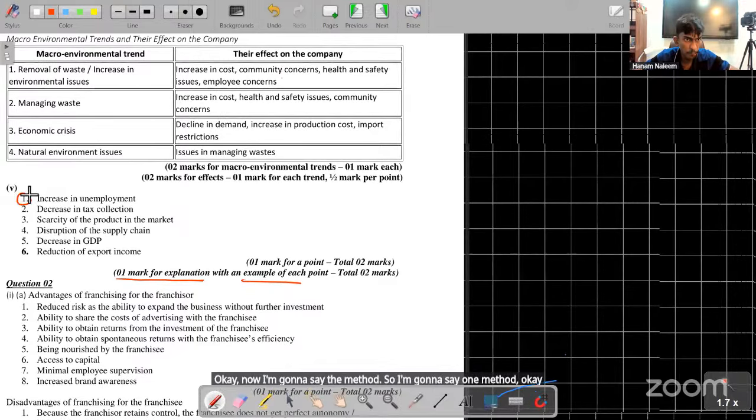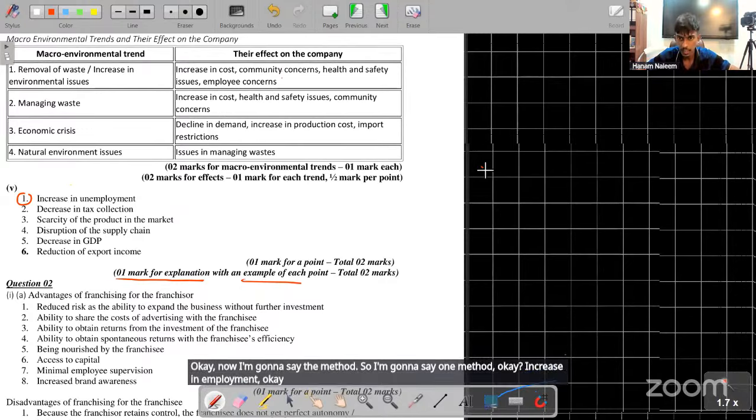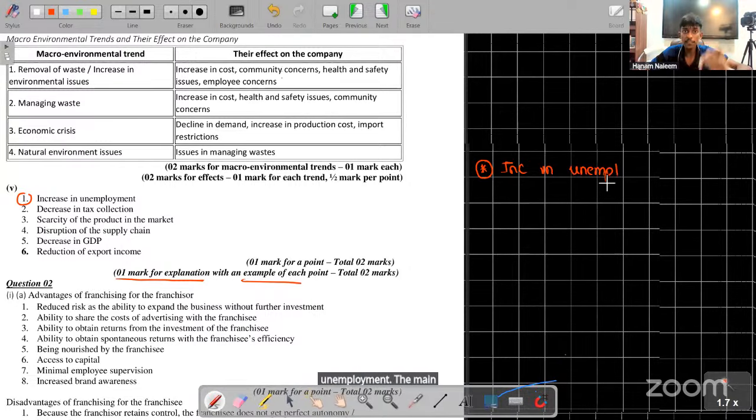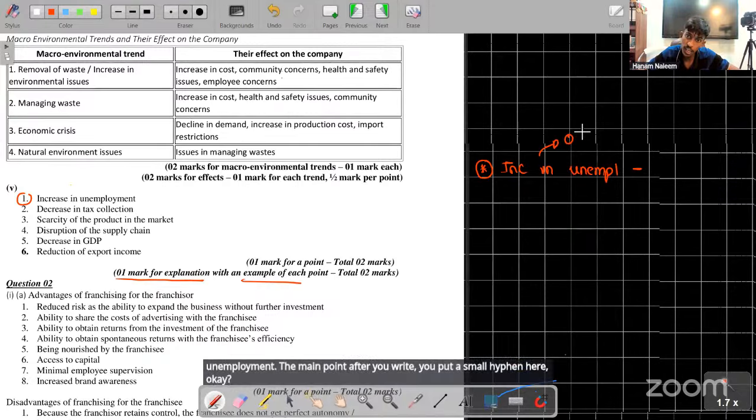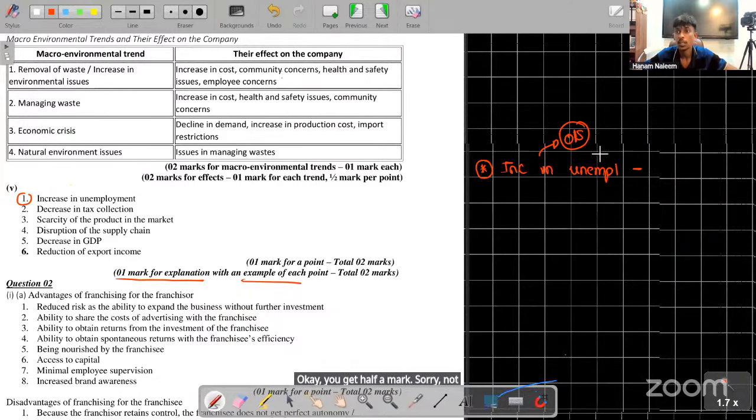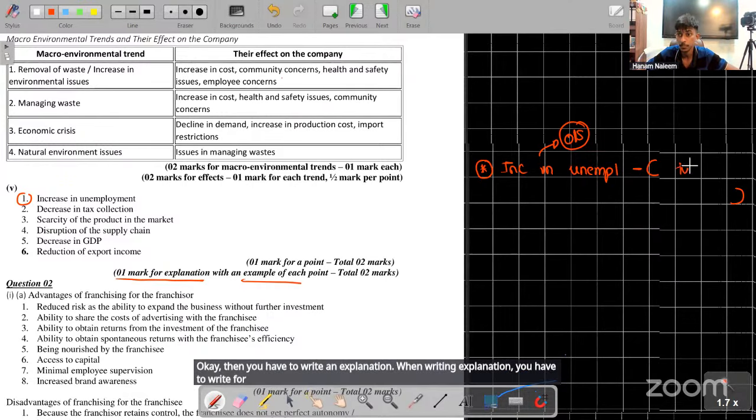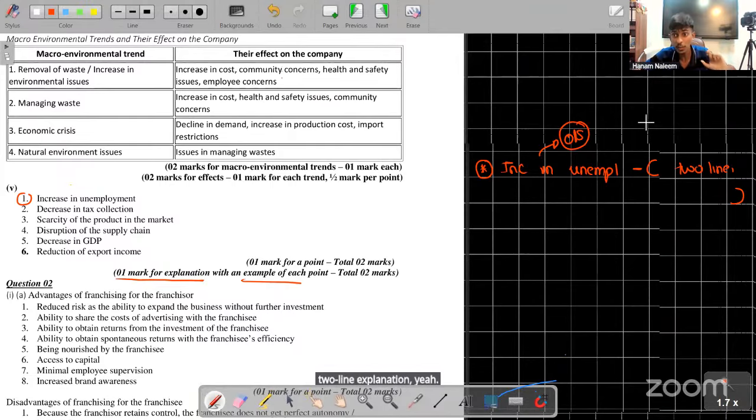Okay, increase in unemployment. What you have to do is write a bullet point, the main point. After you write, you put a small hyphen here. To writing this point, you get 1 mark. Then you have to write an explanation. When writing explanation, you have to write for like 2 lines. Why? Because it's a 4 mark question.